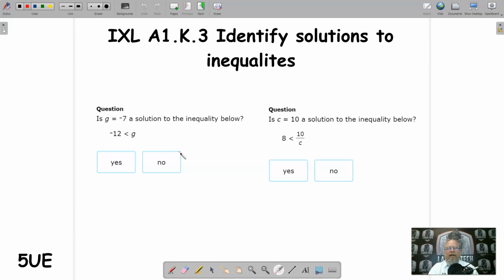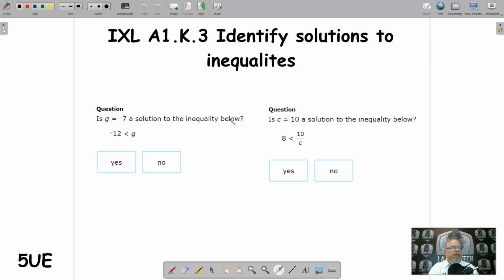So we're supposed to identify the solutions to these inequalities that we have here. Remember, inequalities are statements that use these little arrow looking symbols: less than, greater than, less than or equal to, greater than or equal to, or possibly not equal to, which is an equal sign with an arrow through it.